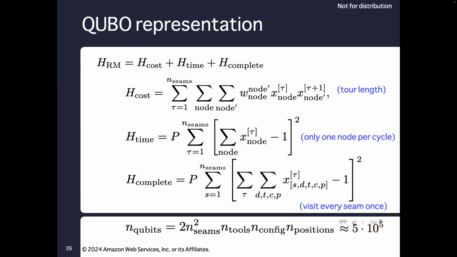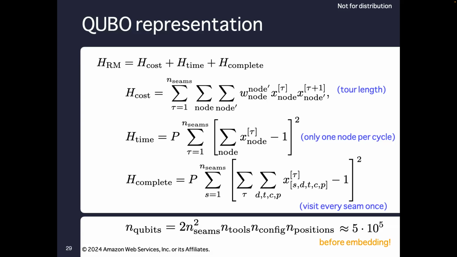And we sat down and did the math. And you can see for a vehicle with about 50 seams, you would need basically 5 times 10 to the 5 qubits. It's not that far away, except that this is before embedding. And then it gets really complicated.